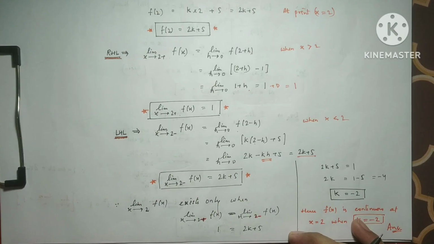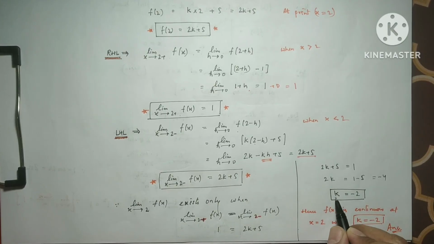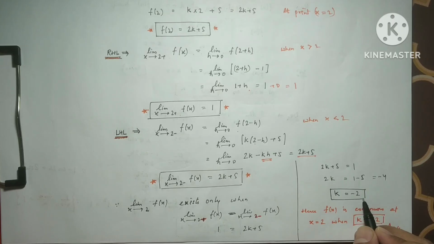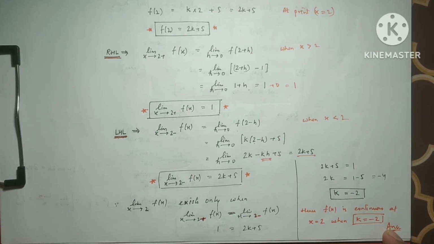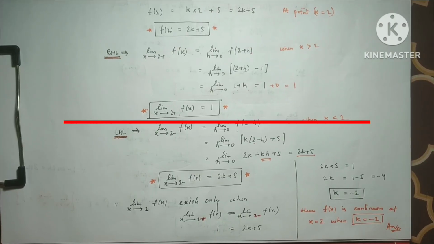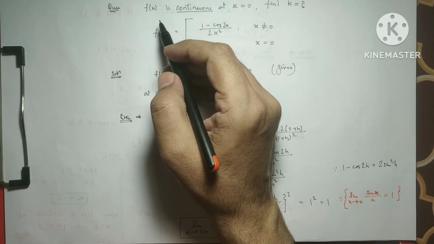Using this method we can find the value of an unknown term like k. So right now it is minus 2. It means the function f(x) is continuous at x equals 2 when k is minus 2. So this is the answer. Right. Now the next question.